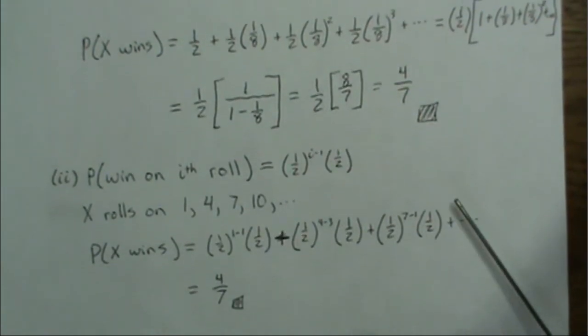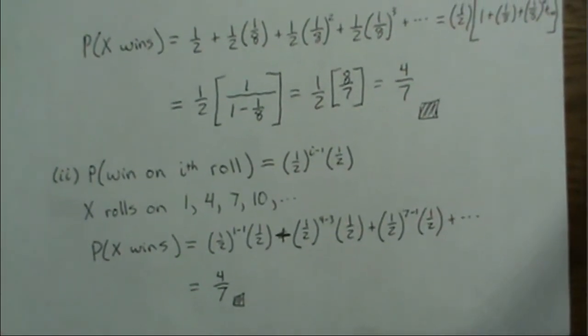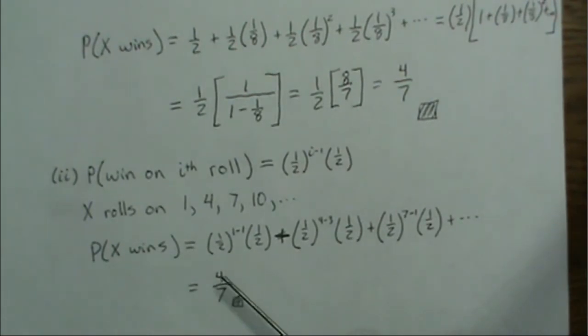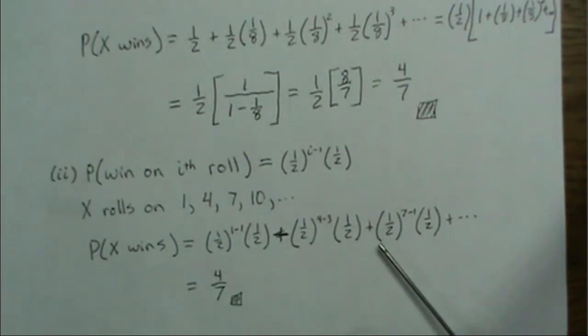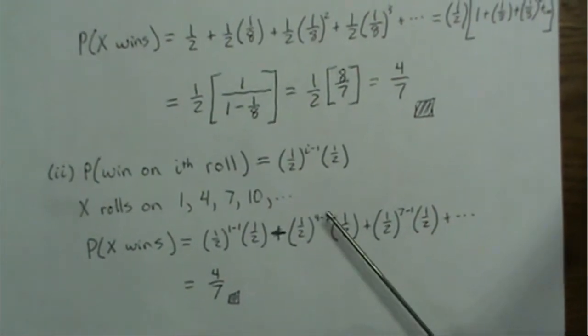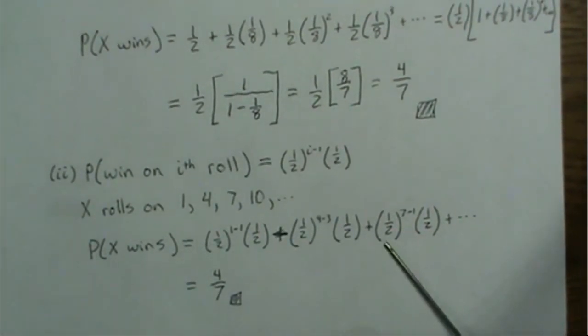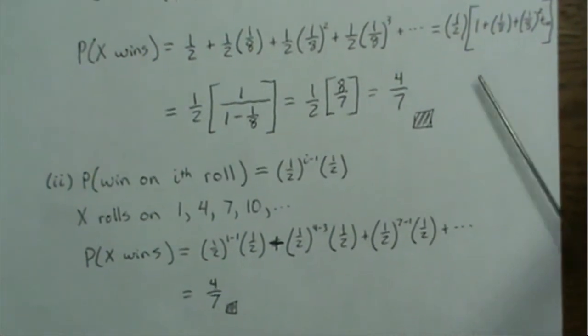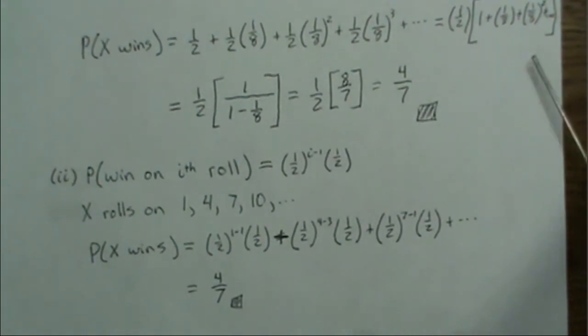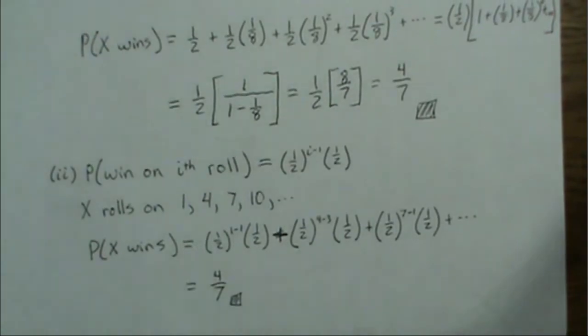Well, if we note that X rolls on the first roll, the fourth, the seventh, the tenth, etc., then we can create this probability. So this is the probability that we win on the first roll. This is the probability we win on the fourth roll. This is the probability, that should be a 1, the probability we win on the seventh roll. Well, this ends up being the same geometric series here, and it reduces to 7/4.